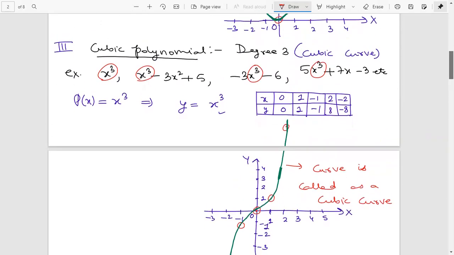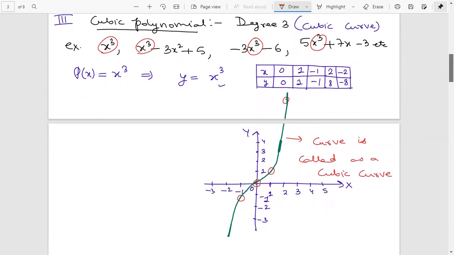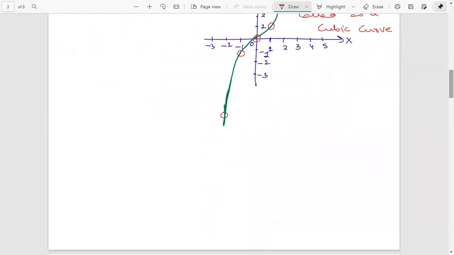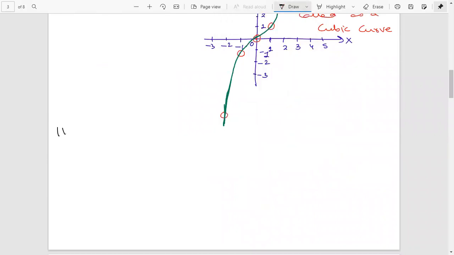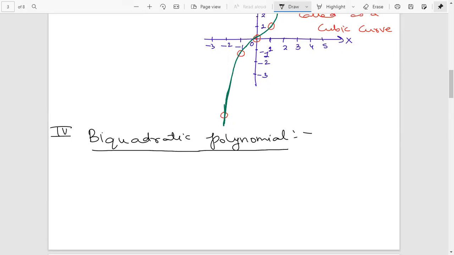After the cubic polynomial, which means degree 3, where the maximum power of x is 3, the fourth and last type we have is degree 4. That we call a biquadratic polynomial. The polynomial having degree 4 is called a biquadratic polynomial.